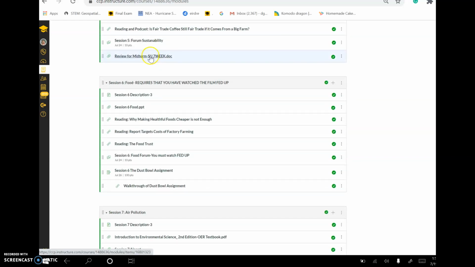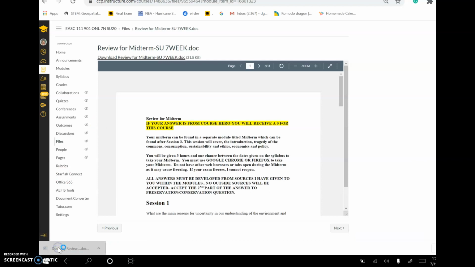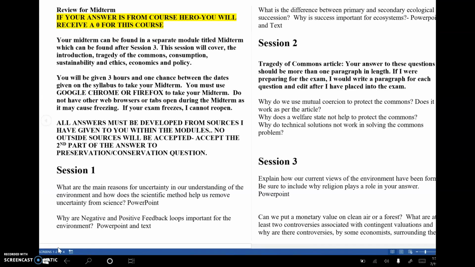So I want to take the midterm exam review and walk through the questions with you to tell you where to find the answers. I'm not going to give you the answers, but I'm going to tell you where to find the answers. So I'm going to open this up in Word because I use Word, and I will just tell you everything here.